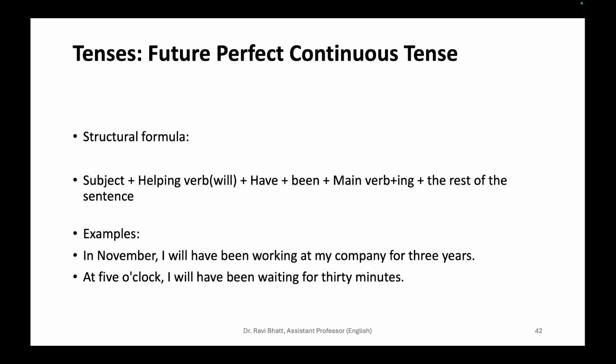Okay, so the structural formula here is subject plus helping verb will plus have been plus main verb in ing form plus rest of the sentence. Examples: in November, I will have been working at my company for 3 years. Or at 5 o'clock, I will have been waiting for 30 minutes. All right. Now, these are the examples.